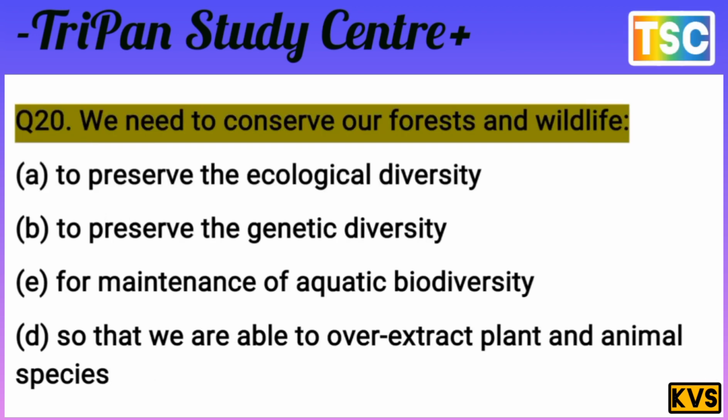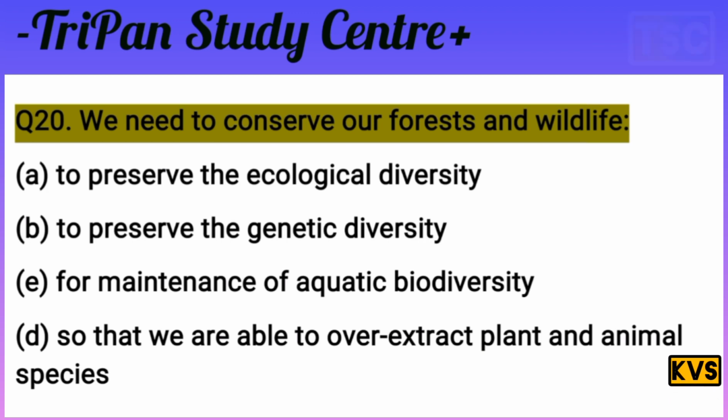Next question on your screen, an important question here. We need to conserve our forest and wildlife. The options: A, to preserve the ecological diversity. B, to preserve the genetic diversity. And C, for maintenance of aquatic biodiversity. That is a misprint here, the E option is not correct. Let us see C: for maintenance of aquatic biodiversity, and D, so that we are able to over-extract plant and animal species.